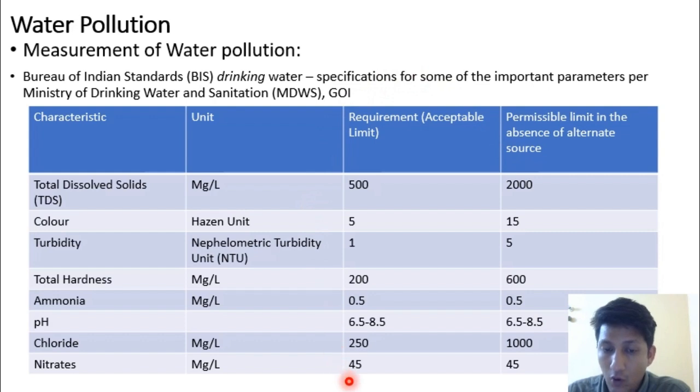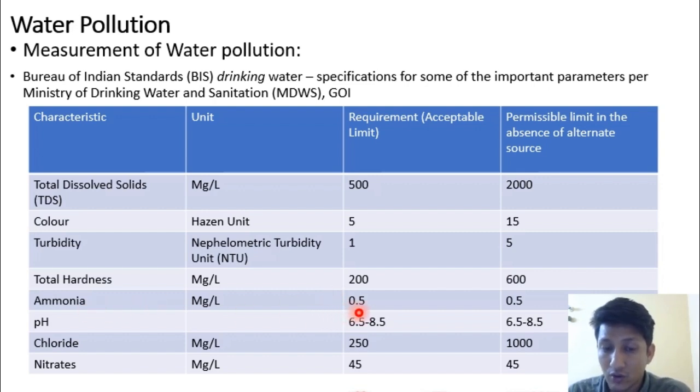We want our water to be of this quality, but even if it is not, we accept it, we permit it. So we want that the Hazen unit should be 5, but even if it is 15, we allow it. We want that the hardness, calcium and magnesium in water should be up to 200, but even if it is 600, we will allow it. But there are certain chemicals which should be near the acceptable limit.